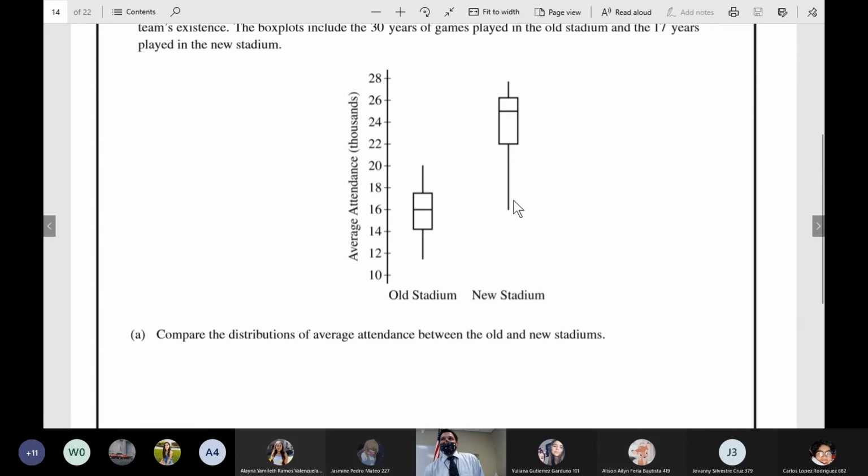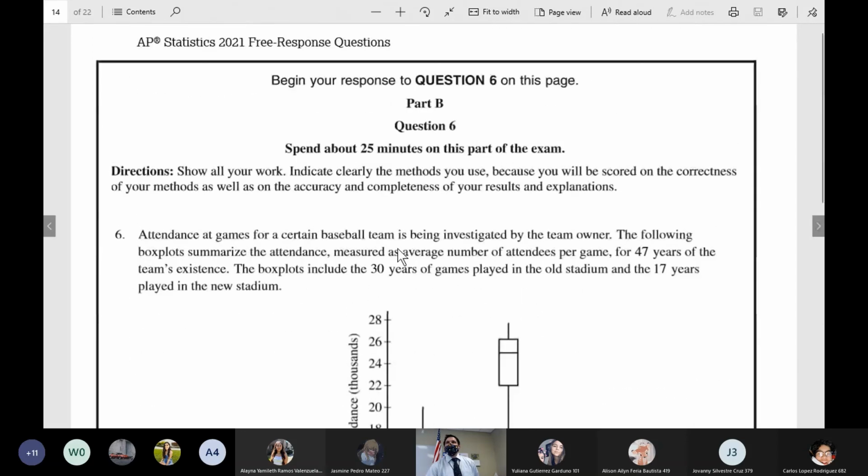We also can see the new stadium has more variance. It has a larger range versus the old stadium. The IQR is slightly larger for the new stadium compared to the old stadium. Neither of these has outliers plotted, so there are no outliers. We can just compare them, looking at the shape, center, and spread. How do they compare? That's all on that one.